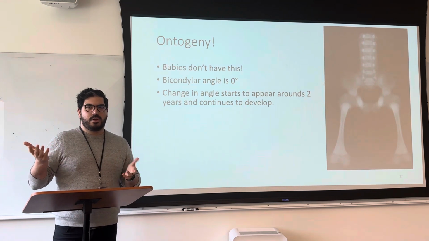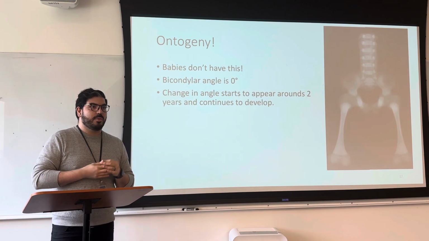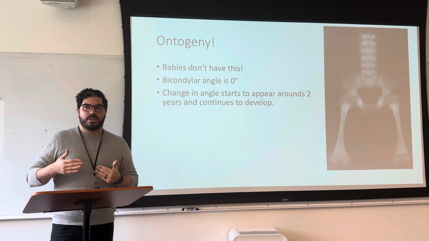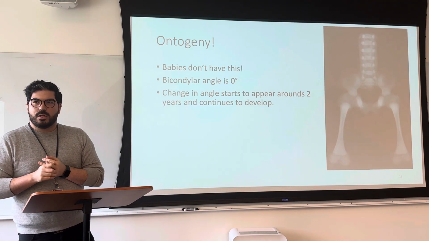So the bicondylar angle is 0 when babies are born, and we don't start seeing a change in the angle appearing till around 2 years, and that continues to develop. Anyone want to take a guess why it starts developing around this time? Why they're born without one, and why we start seeing a change? Why don't you guys discuss a little bit, and then we can talk about that.